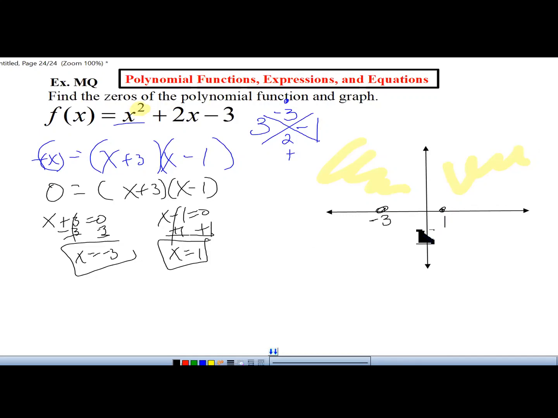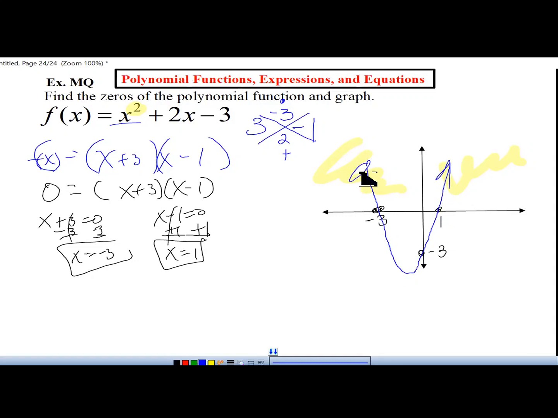Yeah, I see you guys doing this and this. Stop throwing signs. So it's -3, -3. There it is. So yes, we go from left to right. There it is. All right.